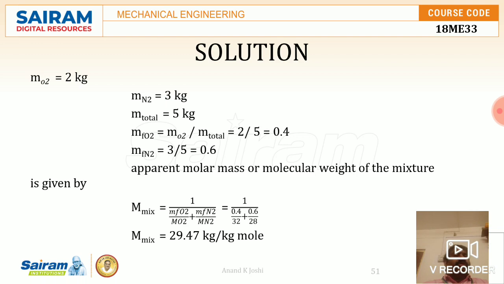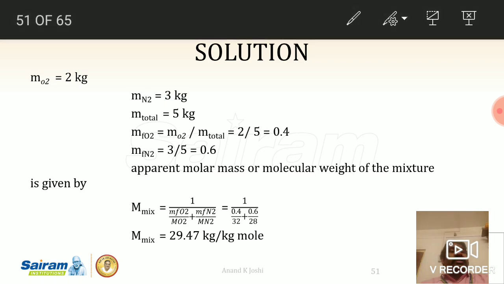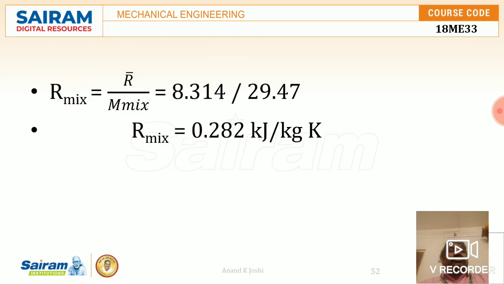Next, they asked us to find the gas constant of the gas. So let us move on to R mixture. R is the individual gas constant, whereas R bar is the universal gas constant. Universal gas constant means that for all gases this value is the same. But when you calculate for the total mixture of gases, it will be the gas constant of the mixture. So how are we going to calculate this one?